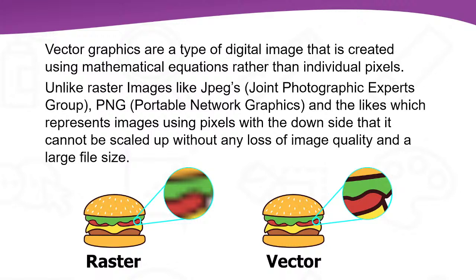That's why in some phone specifications, you will see something like camera 50 megapixel. Those pixels are the number of boxes the computer will create for that particular image. Raster images use pixels in formats like JPEG, which is Joint Photographic Experts Group, and PNG, which is Portable Network Graphics, and the likes. Unlike raster images, vector graphics use mathematical equations, that is shapes, lines, curves, squares, to represent an image.